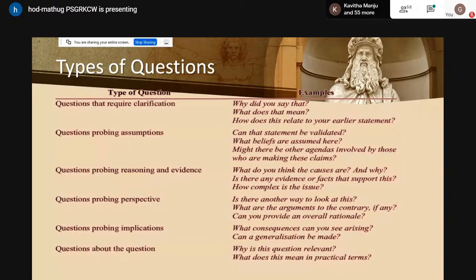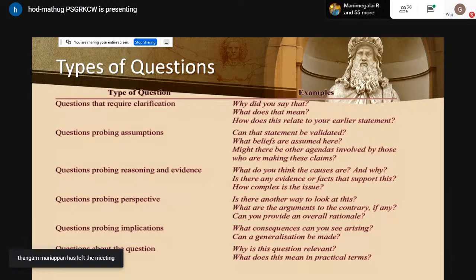What do you think the causes are and why? Is there any evidence or facts that support this? How complex is the issue? Then questions probing perspectives, that is, how the student is looking at the concept. Is there another way to look at this? What are the arguments to the contrary, if any? Can you provide an overall rationale?